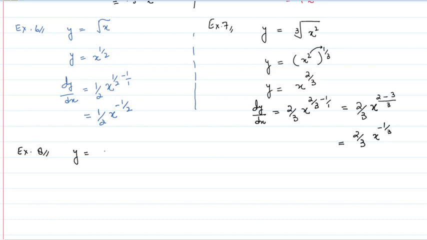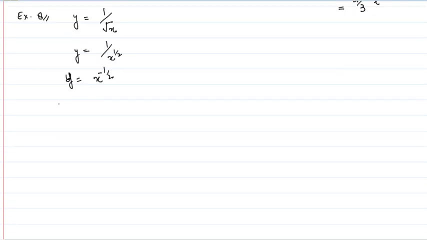Suppose y is equal to 1 upon under root of x. Very simple, 1 by x raised power under root. Write under root in index form. So we will write y is equal to x raised power minus 1 by 2. Then we can differentiate it. Then dy upon dx will be equal to minus 1 by 2 x raised power minus 1 by 2 minus 1. So it will be equal to minus 1 by 2 x raised power minus 3 by 2. Okay.